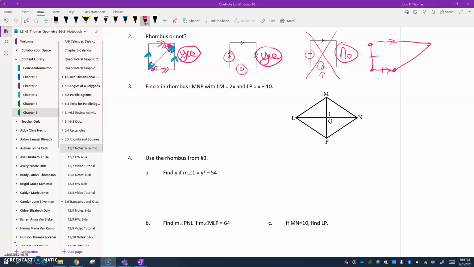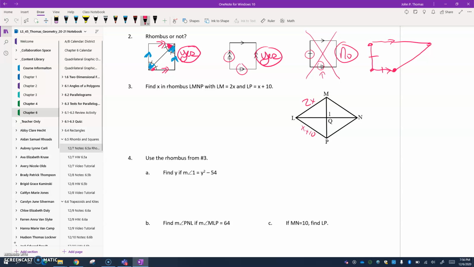All right, let's take a look at the rest of these problems for a rhombus. In number 3, it says find x in a rhombus LMNP, which is pictured over here to the right, and they tell us LM is 2x. So this side is 2x, and LP is going to be x plus 10. Now we know one of the key ideas of a rhombus is that all the sides are congruent.